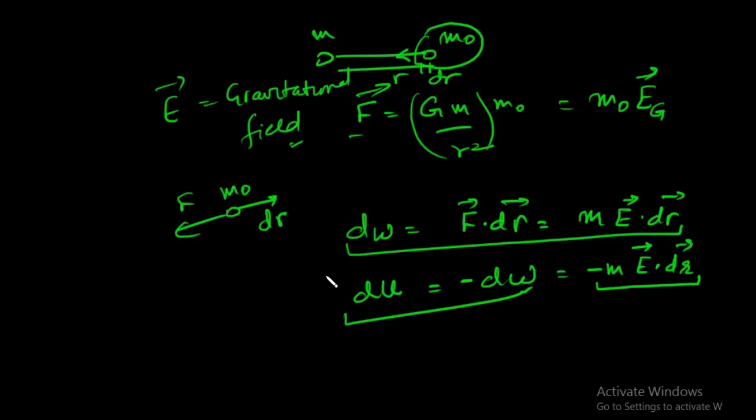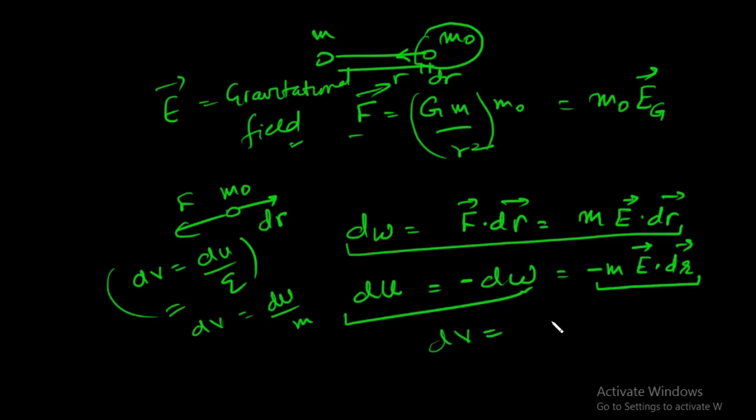So what will be the potential now? Potential energy has been generated. What would be the potential now? You see, potential dV in electrostatics is dU by q. This means the potential energy generated is q times the potential difference. So here similarly the potential will be equal to the potential energy by mass. So dV would be equal to minus E dot dr. This would be the potential generated.